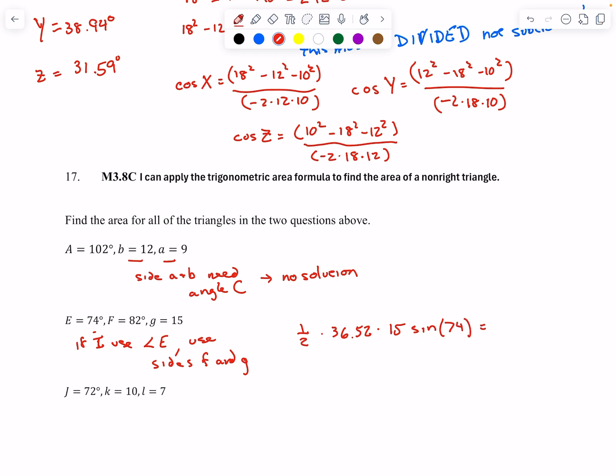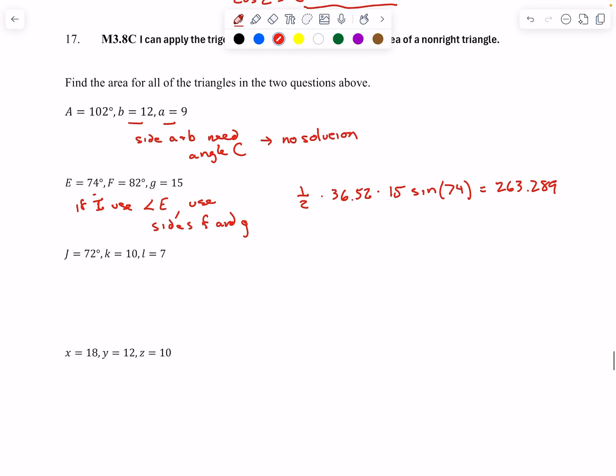Stuff into calculator. Are you still in degrees mode? Okay. Again, once you know all 3 angles and all 3 sides, you can find it 3 different ways. Okay, side angle side is the one that's built for the law of sines.